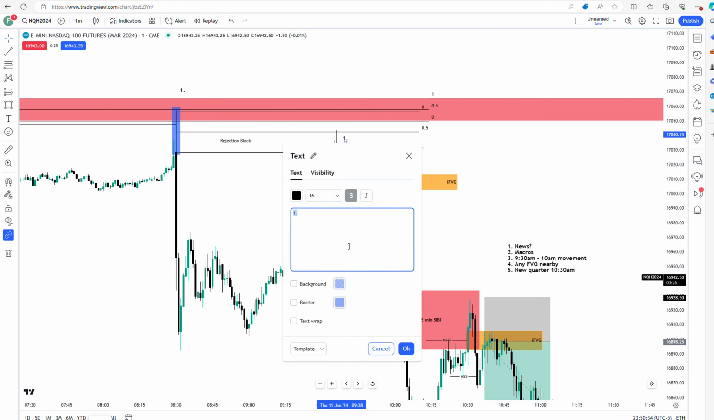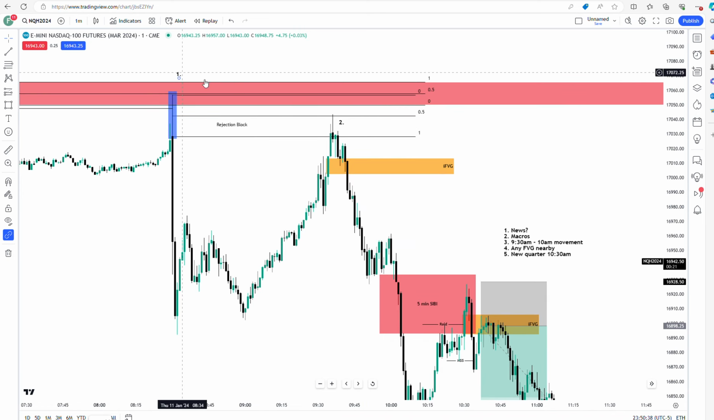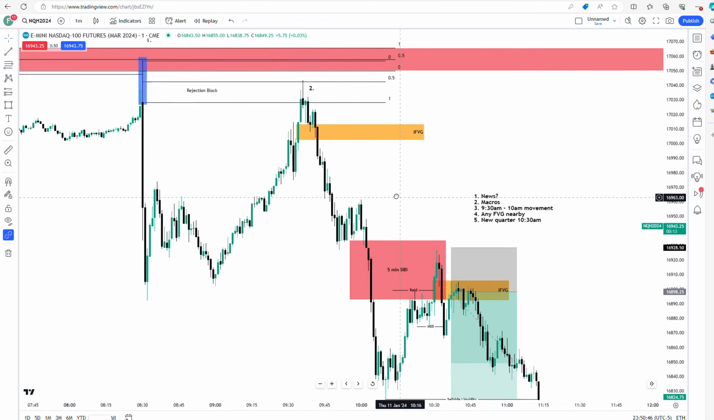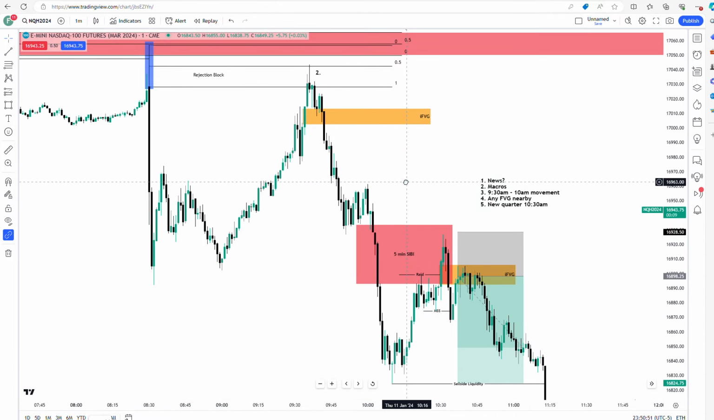Now 9:30 and 10, if you don't know, is called the opening range. I've talked about it a few times, but we've got two times here where the price is rejected from something. Once here and then once there. So that should already tell you that the order flow is bearish now and that we want to target sell side liquidity, right? That's the first thing.